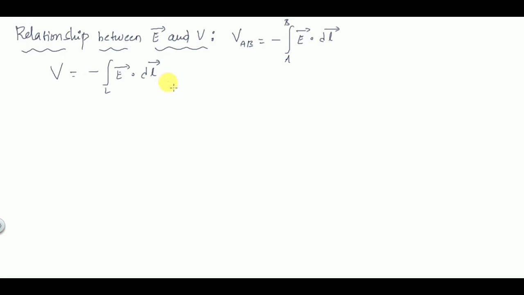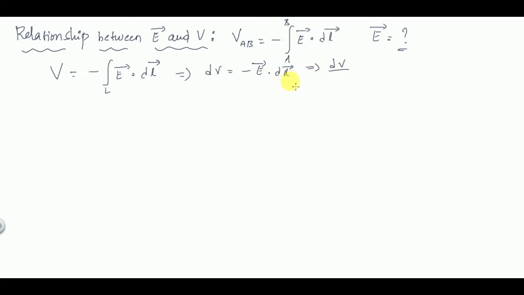Right? So now the reverse conversion: what is E bar in terms of V? We have to find that. Okay, so V is equal to minus integral of E bar dot dl bar. So what can we write? dV is equal to minus E bar dot dl bar.